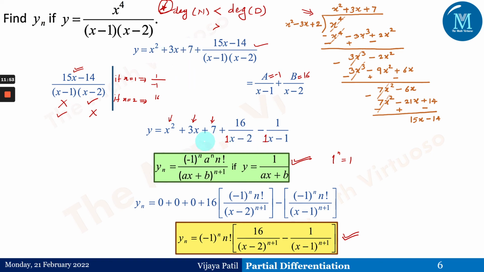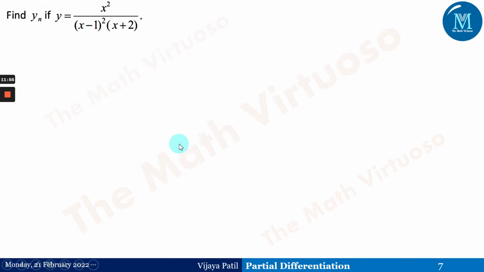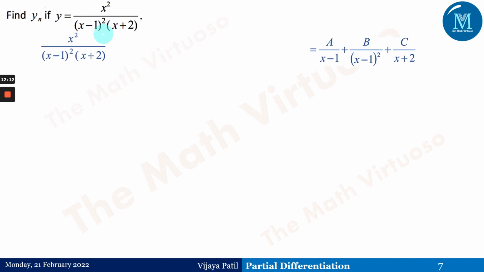I'm trying to use different combinations in successive questions in the same box. Find yn if y is equal to x square upon x minus 1 whole square into x plus 1. If you observe here, the degree of the numerator is 2 and the degree of the denominator is 3. That means we can directly go ahead with the partial fraction.